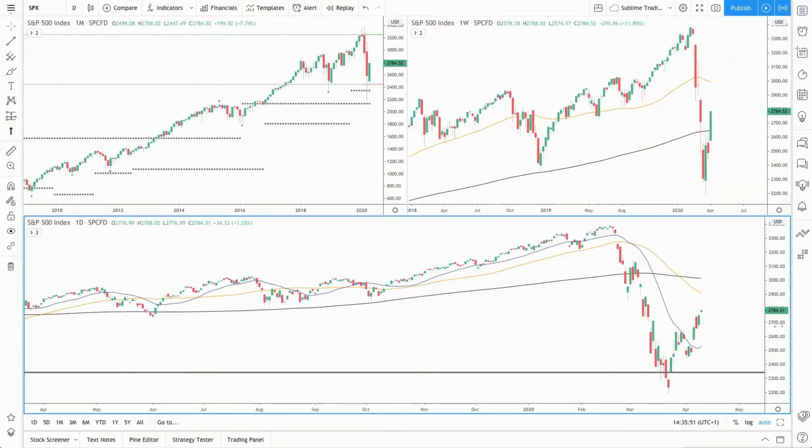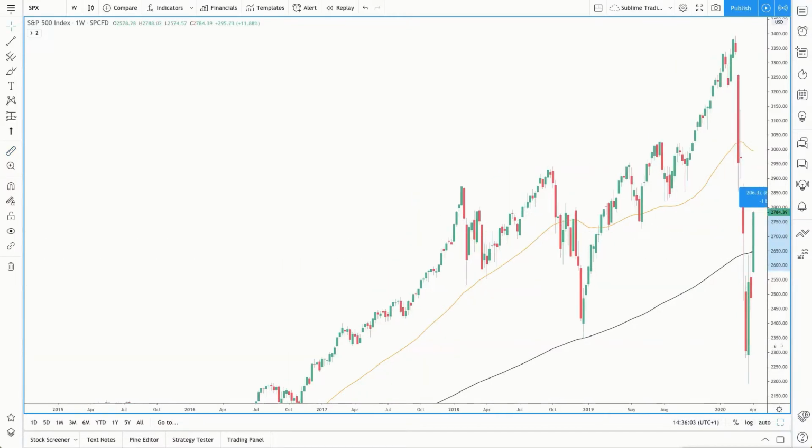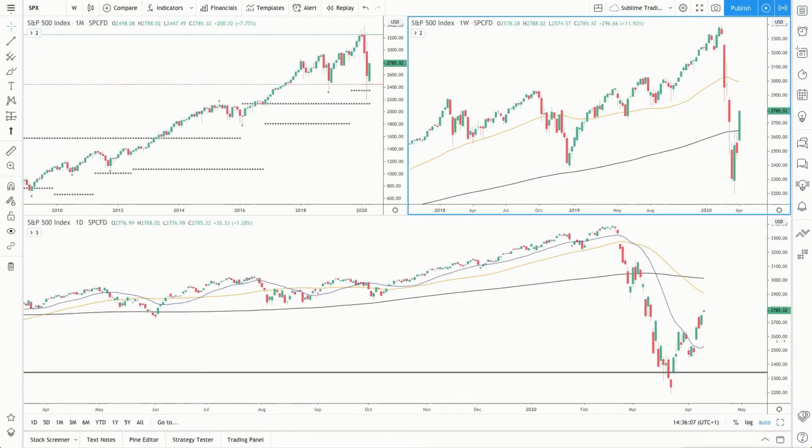If we stay on the weekly time frame, we can see strength of around 8% so far this week on the S&P 500 on the weekly time frame.